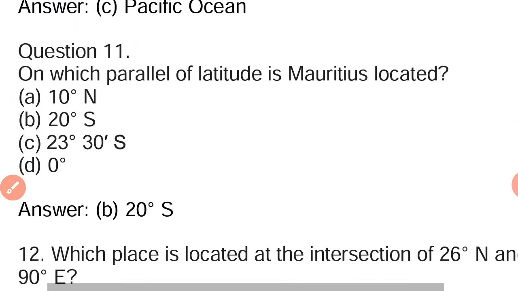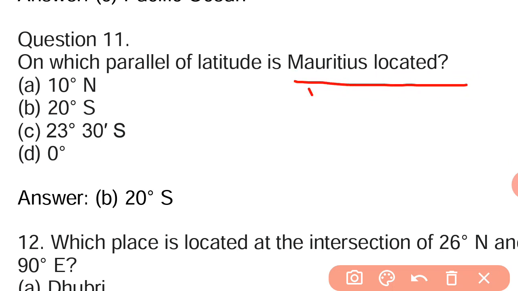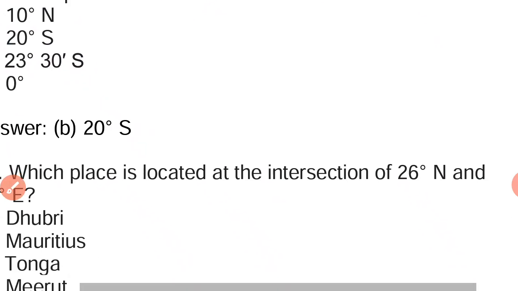Question number 11, on which parallels of latitude is Mauritius located? Option A 10 degree north, option B 20 degree south, option C 20 degree 30 minutes south, option D 0 degree. Right answer is option B 20 degree south. Next question.